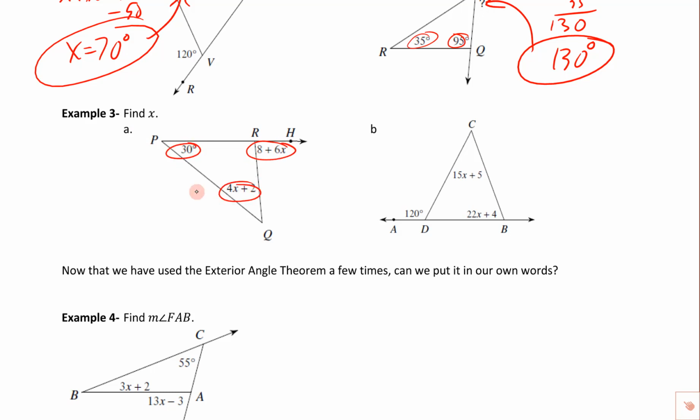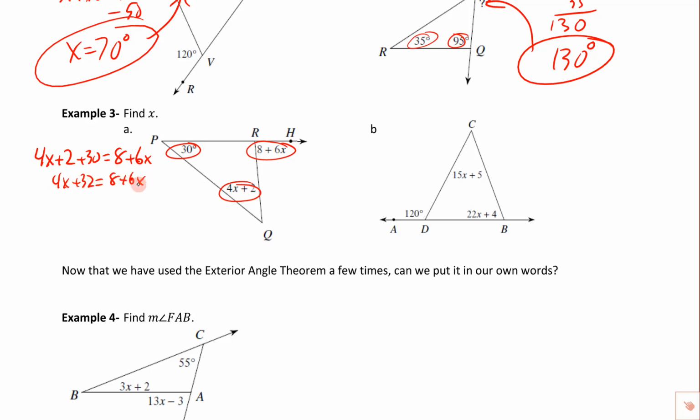So here's what I'm going to do. I'm going to take the two angles on the inside, the 4x plus 2 and then add the 30, and set it equal to the one on the outside. Now I did this in a nice way. These numbers that are like terms, I put them right next to each other. So this is 4x plus 32 equals 8 plus 6x.